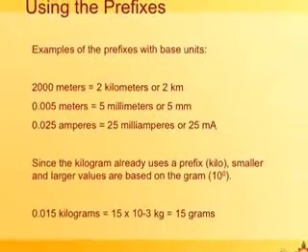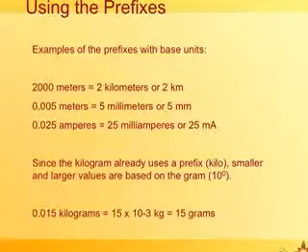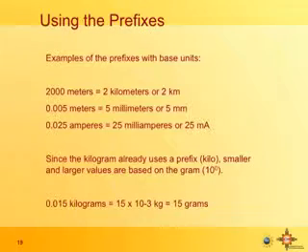Since a kilogram already uses a prefix, kilo, smaller or larger values are based on the gram. And we kind of alluded to that in the previous slide. So 0.015 kilograms is 15 grams. Move the decimal place 3 places. And we're writing it 15 times 10 to the minus 3 kilograms. That minus 3 should be a superscript. It should be raised up a little bit higher. That's the proper way to write it mathematically.